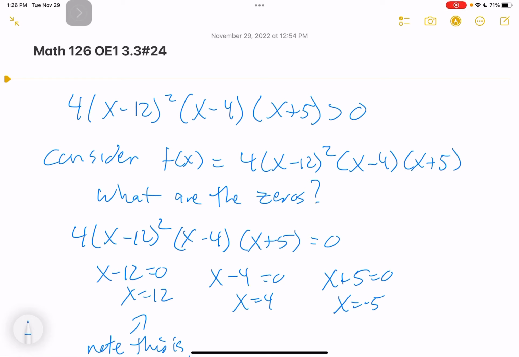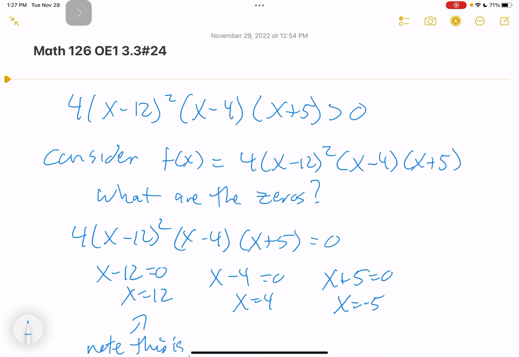This is 3.3, number 24 for Math 126 OE1. And the idea here, this is a polynomial equation, or inequality, I should say, and we're looking for when it's going to be positive or above the x-axis. So if you were to graph this, if you put this in decimals and graphed it, you're looking for the places it's above, and it's a strictly greater than. So we would never be equal to, it's always going to be the parentheses for the intervals. And again, the answer for this will be intervals.